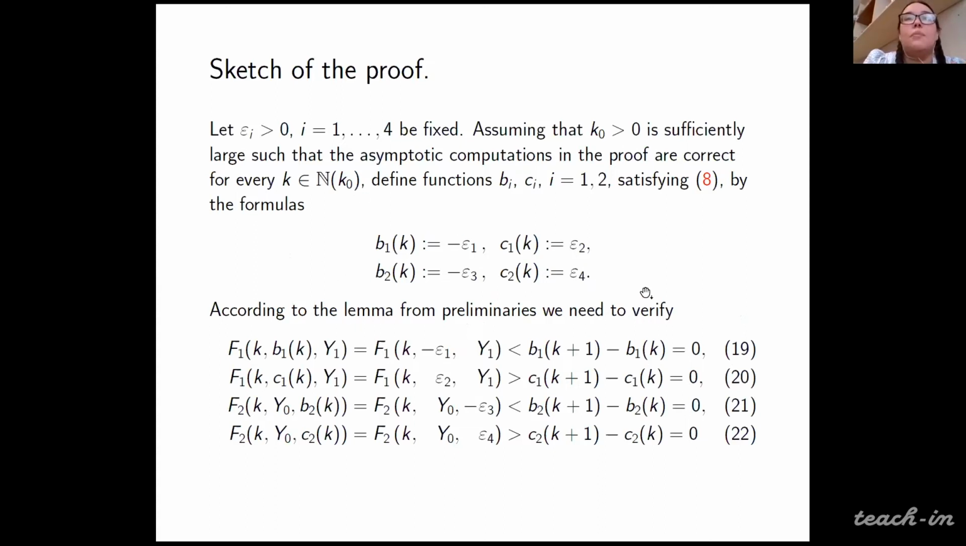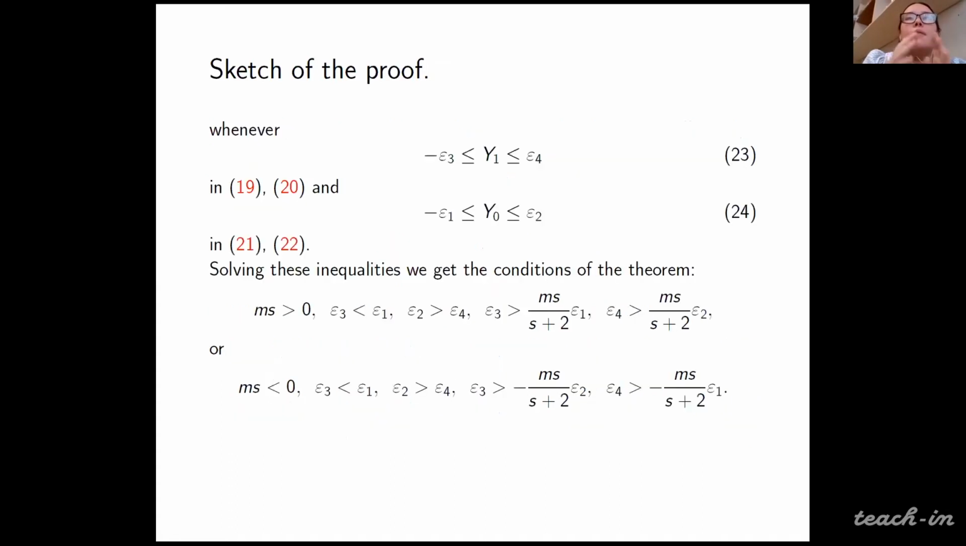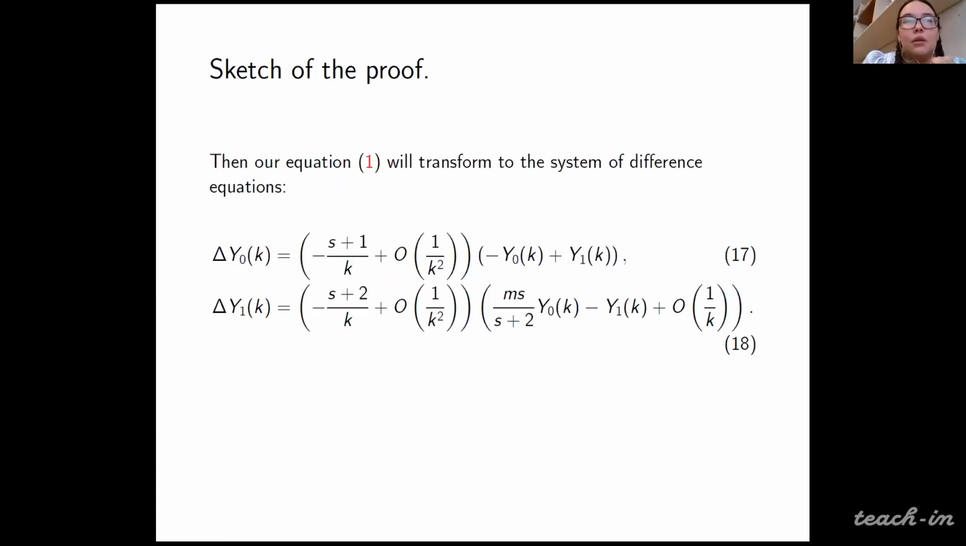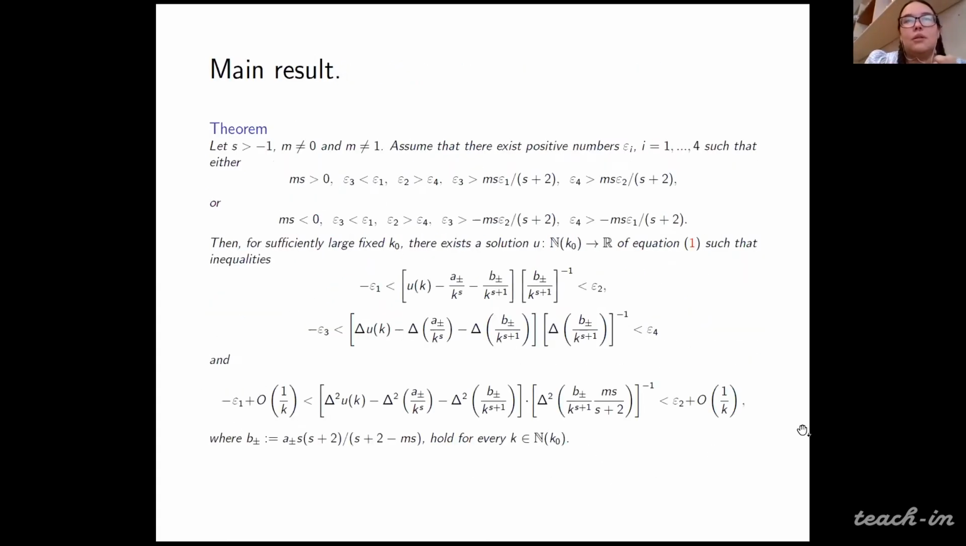It can easily be seen that bi little is less than ci little, and then later, to use the lemma from preliminaries, we need to construct the following four inequalities that should hold whenever y1 and y0 lie between these four constants. Solving the following system of inequalities gives us the conditions of the theorem. They are mentioned here; I wrote them again. So we get that if the system of inequalities holds, then there will exist a solution which lies between the following inequalities, as here in the theorem.